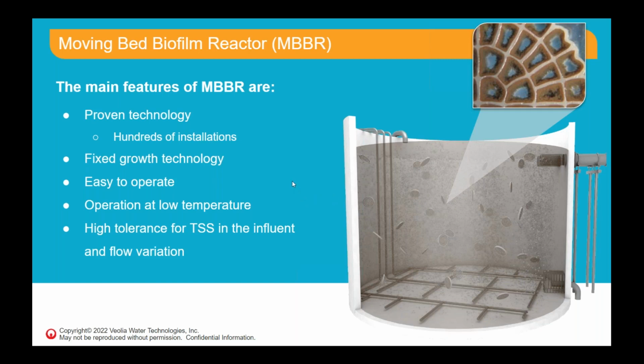It's easy to operate. It can operate at low temperature. Once it's correctly seeded and the kinetics are all working, you can operate it as low as you want when the biomass is mature. You just need to prevent it from freezing because little carriers in a block of ice don't do much, but it can operate. We've seen operations as low as 3 degrees C in northern Quebec. It has a high tolerance for TSS in the effluent because the bacteria are attached to the carriers, so the TSS just go through the reactor without impacting the biomass, and it's also resistant to flow variations for the same reason.